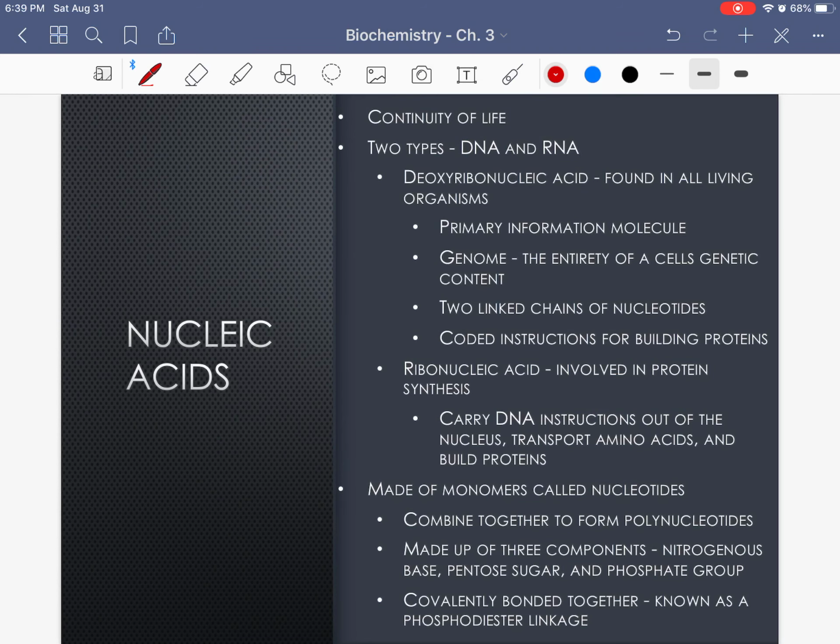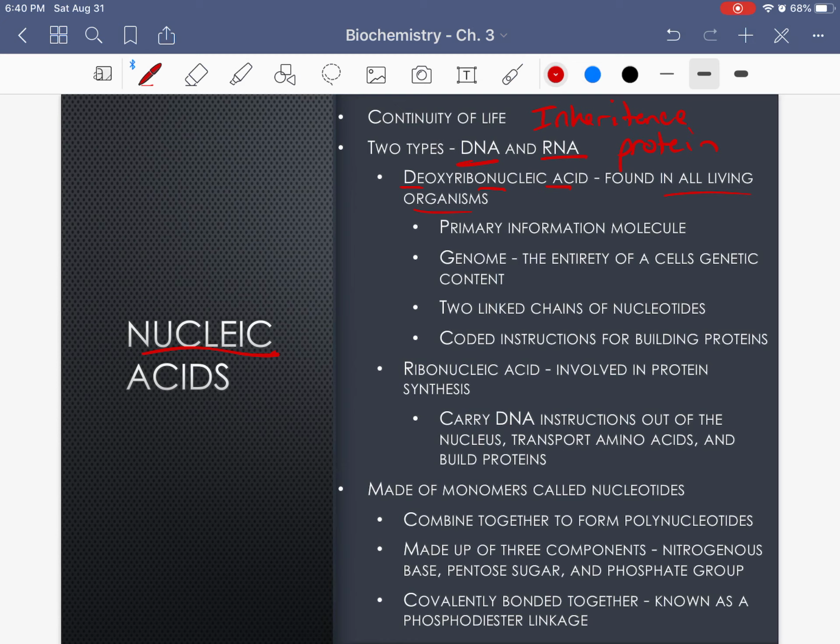All right, we are at our final macromolecule with nucleic acids. Nucleic acids are essential to the continuity of life. They are essential for inheritance, and they are essential for protein function. DNA is our inherited molecule. RNA is the molecule that allows us to build proteins. DNA is deoxyribonucleic acid. It's found in all living organisms. It is the primary information molecule. It guides protein formation. It carries information from generation to generation.